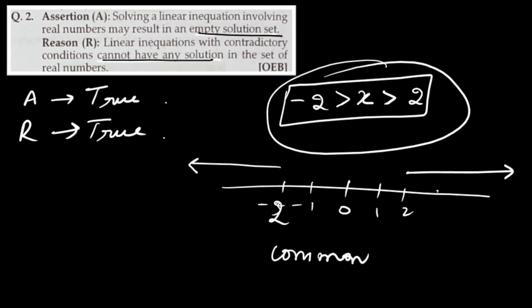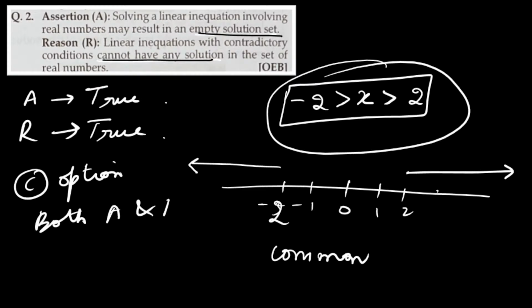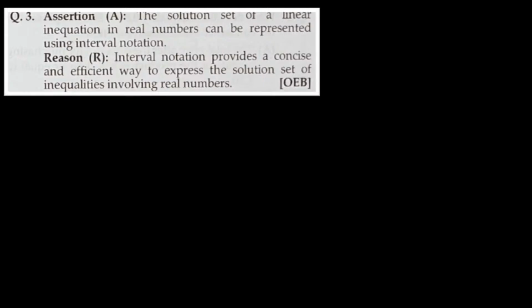I hope this is clear to everyone. So both are true here. Both A and R are true. Again, C option. You have to write the option as well. So C option: both A and R are true. Only the wording was different. Here, empty solution set also means no solution, and cannot have any solution. Let's do the next question now.